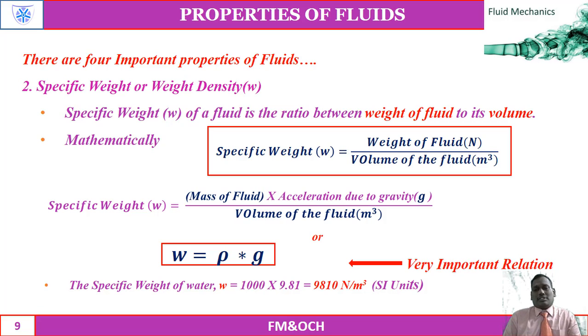So this is a very important equation which we are going to use in various problems to convert any density into specific weight, or specific weight into density of the particular liquid. As earlier in the first unit, how we found the density of water, here also the specific weight of water is nothing but the density of the water, 1000, into the acceleration due to gravity, 9.81. So the specific weight of water is 9810 newton per cubic meter, or simply 9.81 kilonewton per cubic meter.